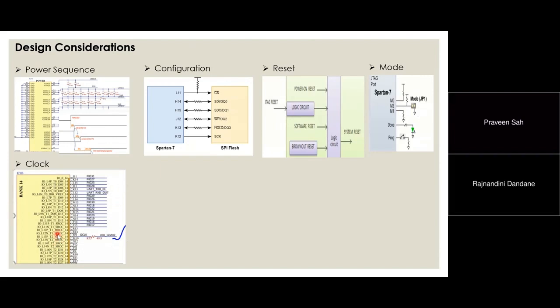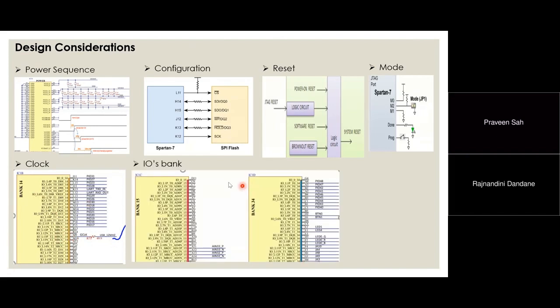MRCC is nothing but multi-region clock. Usually we connect a clock over this MRCC because it can support multi-region. Then I talk about IO banks. In an FPGA there are different banks, bank 15, bank 34, bank 16, and each has its IOs. You see the data sheet for where you can connect all the LEDs and switches.